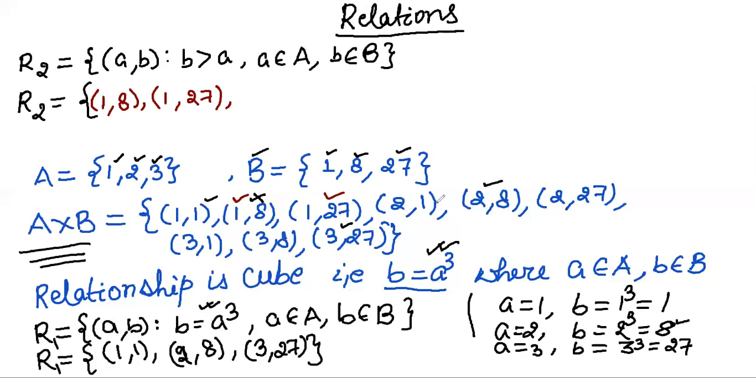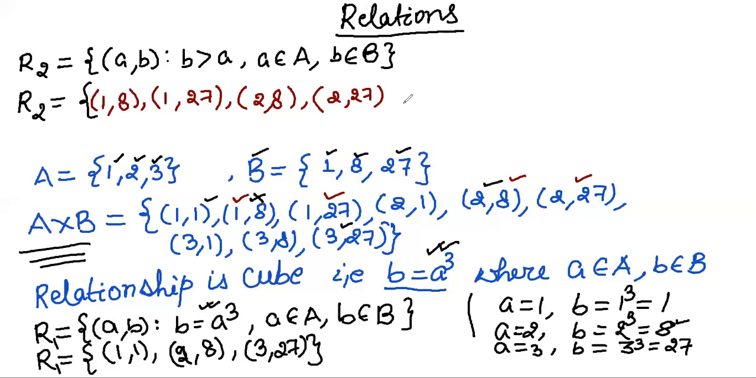Now we will find out next. a is 2 and b is 1. So it is not fulfilling. Now next, a is 2 and b is 8. Yes, it is there, b is greater than a. So we will write it as (2, 8). Now next, a is 2 and b is 27. Again it is there, so it is (2, 27). Now a is 3 and b is 1. So it is again not in the condition. Now a is 3 and b is 8. Again it is in the condition.